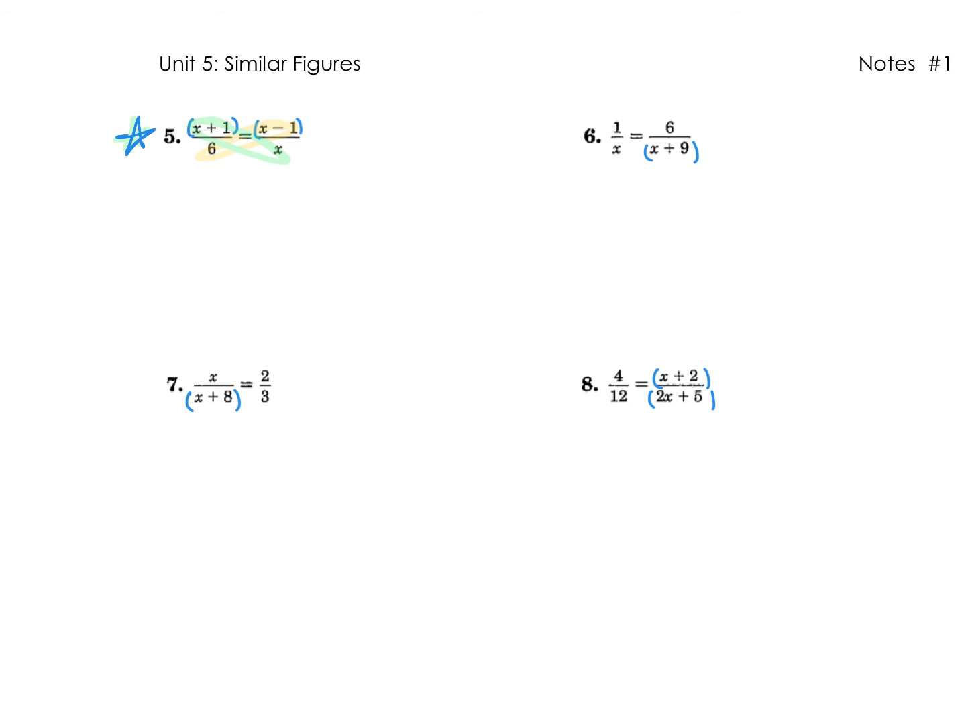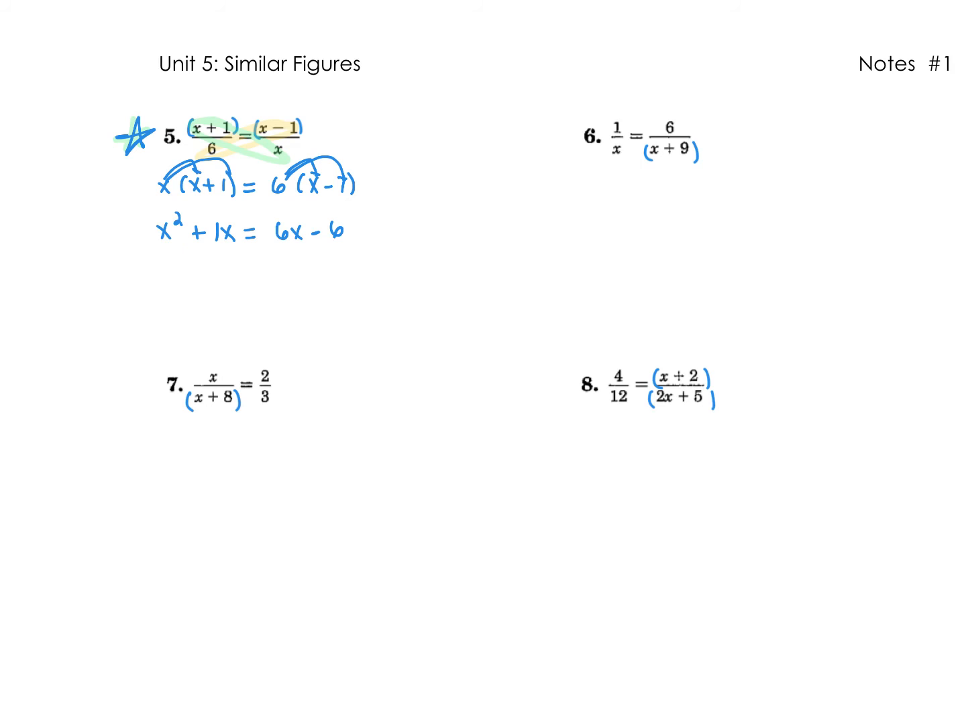Okay. So when I cross multiply, I'm going to take the x times x plus 1 along my green diagonal there and set it equal to 6 times x minus 1. x times x gives me x squared. x times 1 gives me 1x, or just x. 6 times x on the right-hand side gives us 6x, and 6 times negative 1 is negative 6.